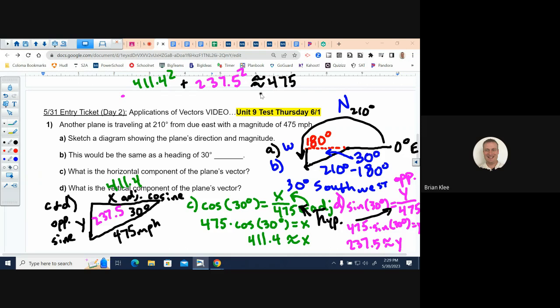If I do 411.4 squared plus 237.5 squared, all inside a square root, we do get 475.03, which after rounding error is very close. If we round to the nearest tenth, it is very close to 475, which means we've found numbers that at least make sense with the given information.